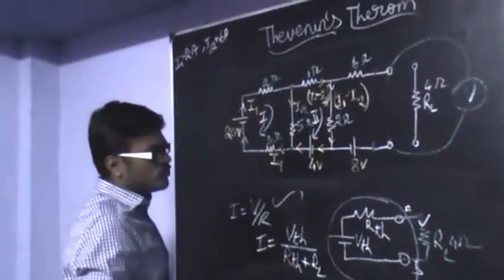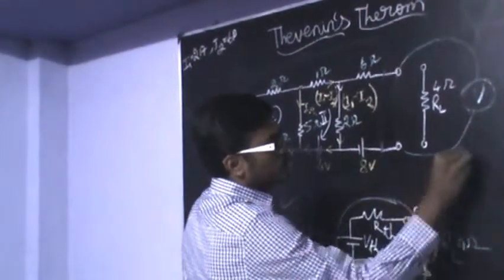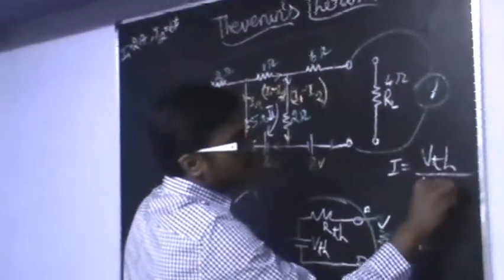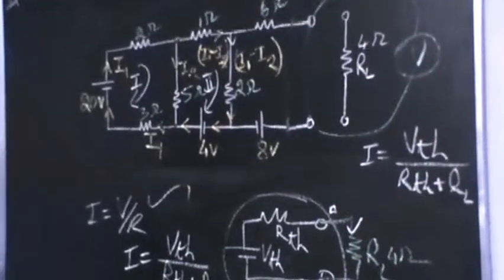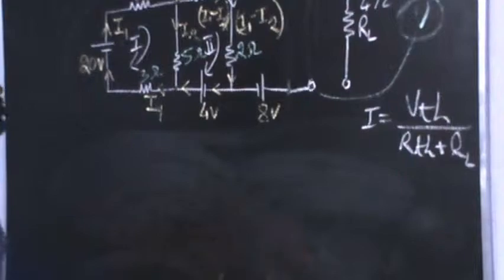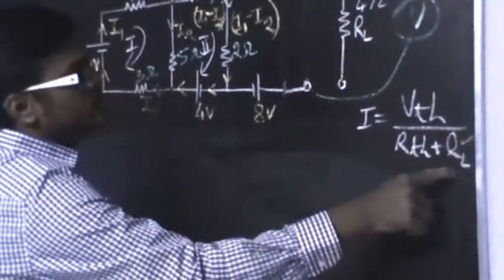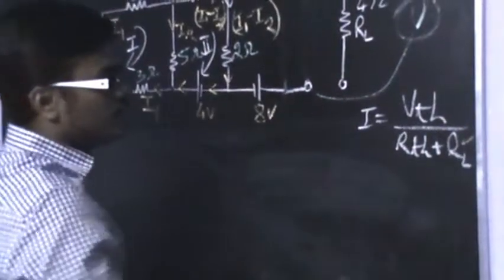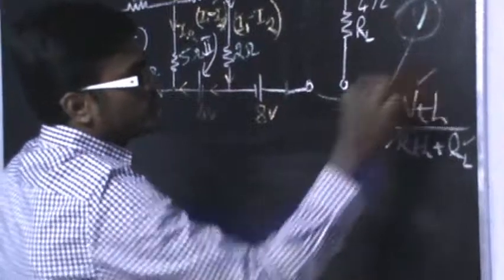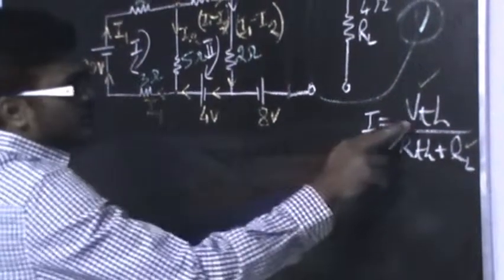And this is the formula to find. The formula we got is current is equal to VTH by RTH plus RL. So our aim is to find, we know RL, that is load resistance, that is 4 ohm, is given already. We have to find Thevenin's resistance and also Thevenin's voltage. Now, what do I have to do to find Thevenin's voltage?